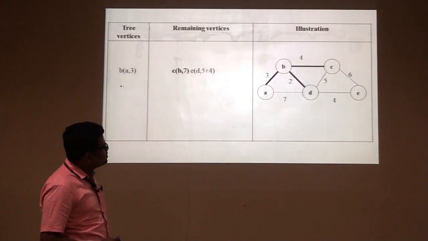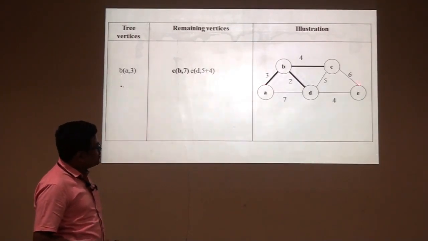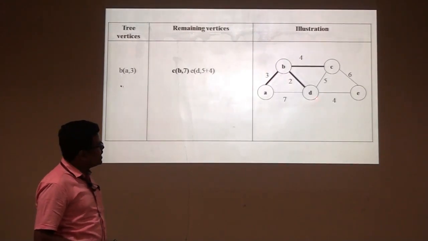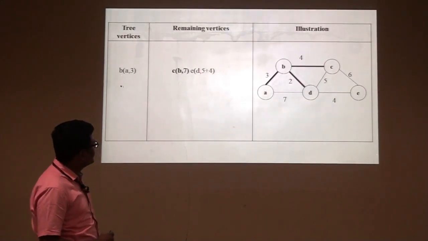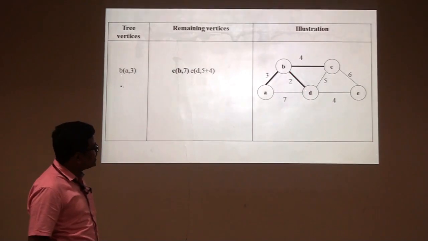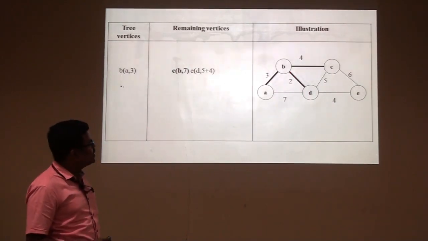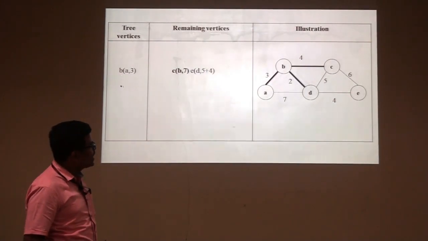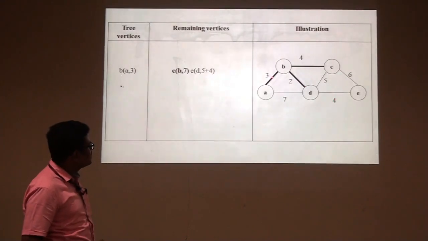The next node is the E node. When traveling to E by the D node, A to B is 3, B to D is 2, and D to E is 4. A to B 3 and B to D 2 sum to 5. Now we add this edge with the cost of 4, so 5 plus 4 comes to 9.